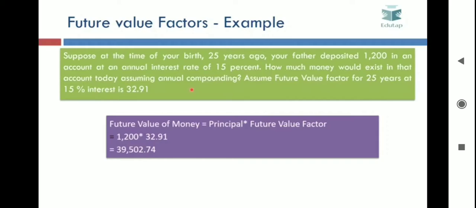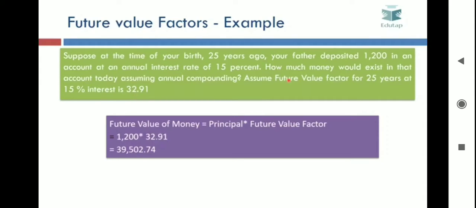And we have to assume that it is annual compounding, and the future value factor for 25 years at 15% interest rate is 32.91. That is, value of rupee 1 after 25 years at an interest rate of 15% will be 32.91. So we are given a value of rupee 1 after 25 years at 15% rate of interest is 32.91.